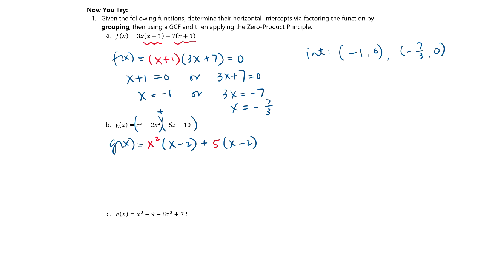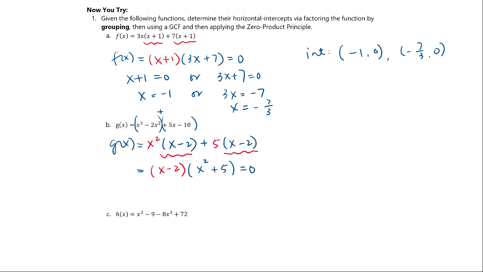And once we get to this form, this again becomes similar to what we started with in part A. Then we just want to pick out what these two groups share in common. They both share that factor of x minus 2, and that becomes our new common factor that we can factor out. Once we factor out the x minus 2, in the first group we're left with x squared. Then in the second group, I'm left with positive 5. Based on this, that's what we have left over, and we want to set that equal to 0 in order to find the horizontal intercept.